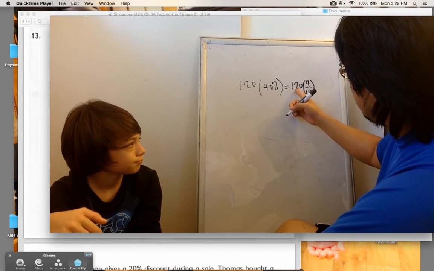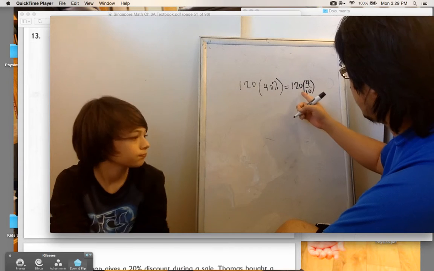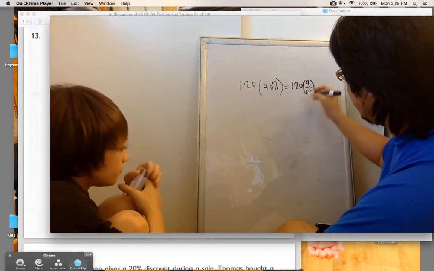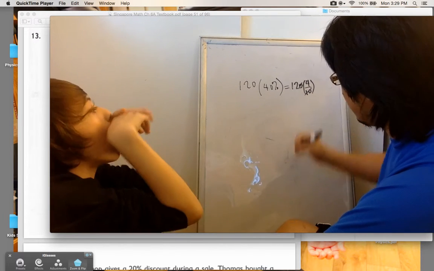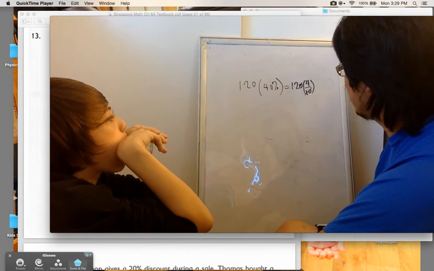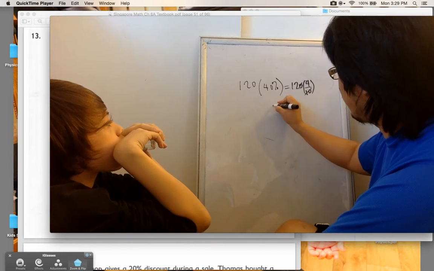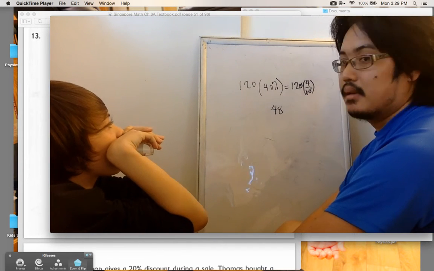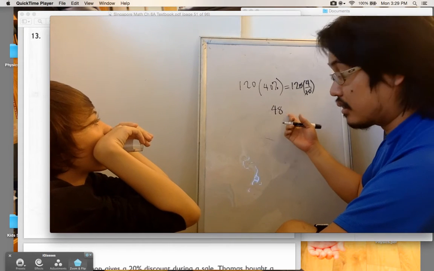Look, I can multiply all these together. I think the way I'm going to do this is 120 divided by 10 is pretty easy to do. That just knocks off a 10 right there. And then 12 times 4, that's 48. So that's 48. This is what? The cost of his watch?